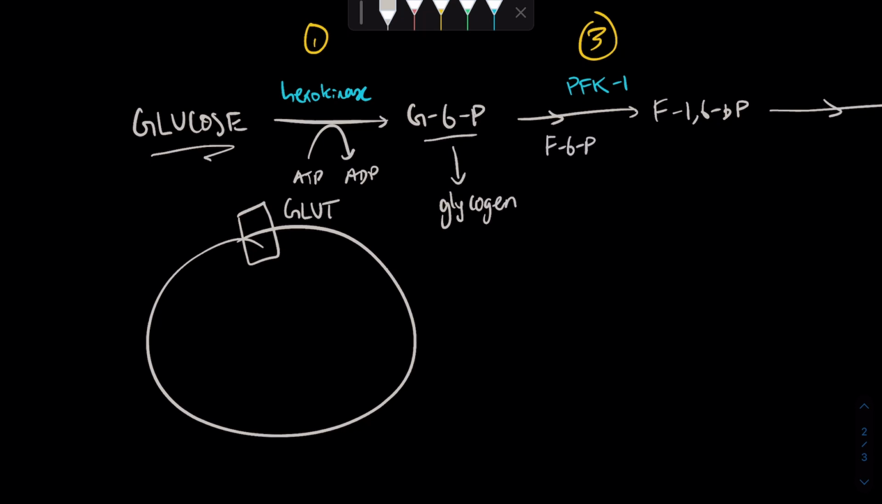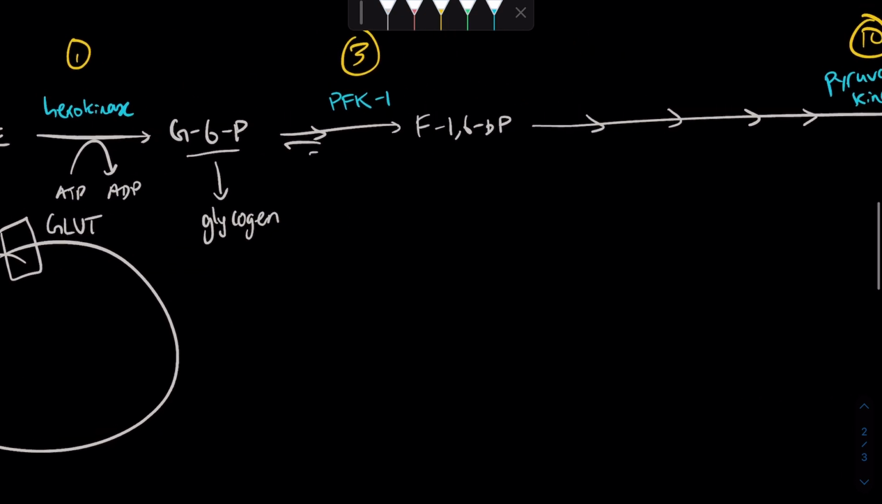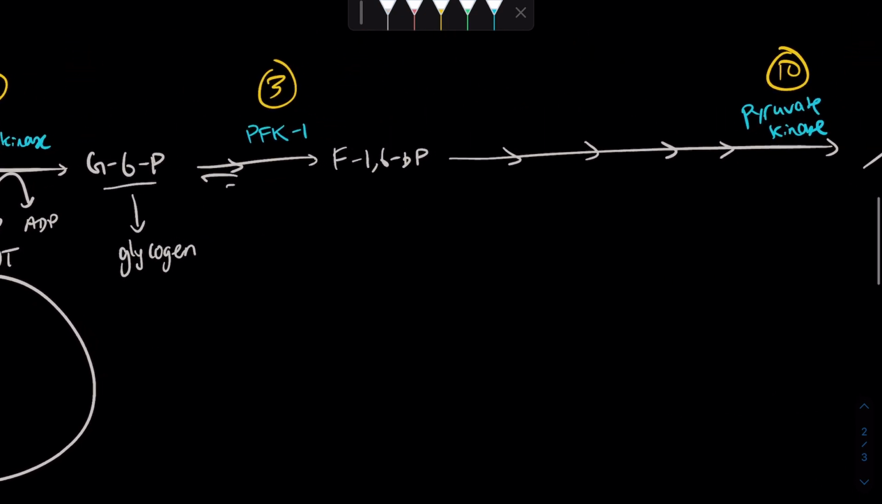F6P can go back because step 2 is a reversible reaction. So F6P can go back to G6P and it can get stored as glycogen. So it doesn't have to go through glycolysis either. But after you make F16BP, it has to go all the way through and make pyruvate. So that's the first committed step. So there's a lot of incentive for the cell to go and influence this step a lot.